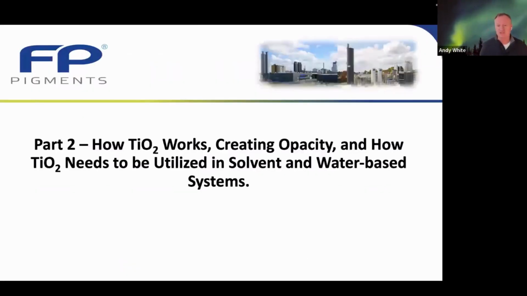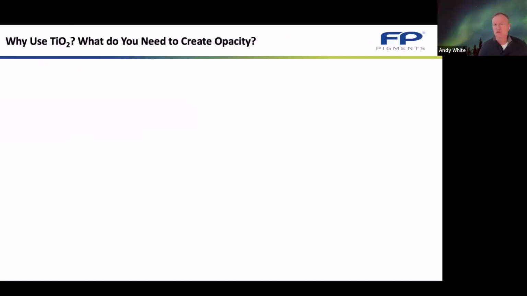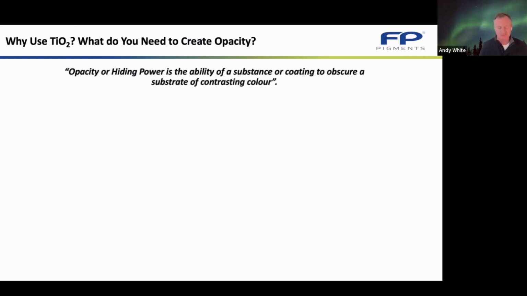So moving on to the second stage, now let's talk about what TiO2 is and how it works and why you use it. I'll come back a little bit to the surface treatments and what they are as we go through this, okay? But you remember, I spoke to you about refractive index at the very beginning, and that's why we use titanium dioxide. You use titanium dioxide in coatings because of wanting to provide opacity or hiding power. And that's the ability of a substance or a coating to obscure the substrate.